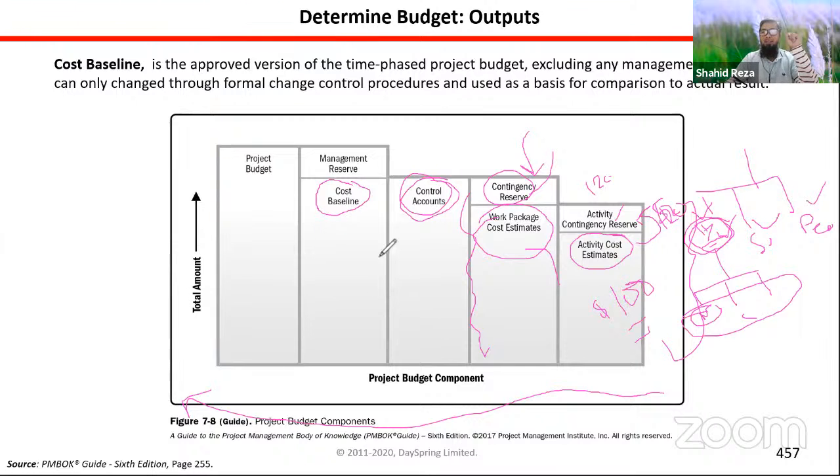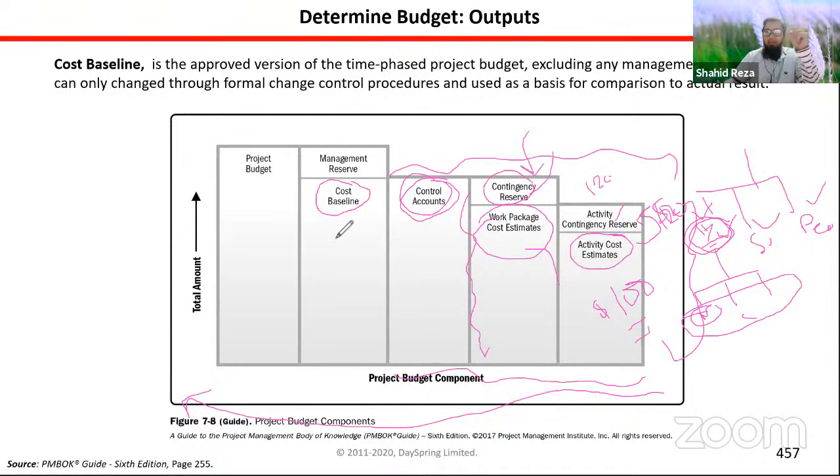All right. See, so far we have not talked about anything related to management reserve. We are always talking about contingency reserve. So everything is contingency reserve. The unseen situation, but the risky or unplanned situation that can happen. So we have got cost baseline.